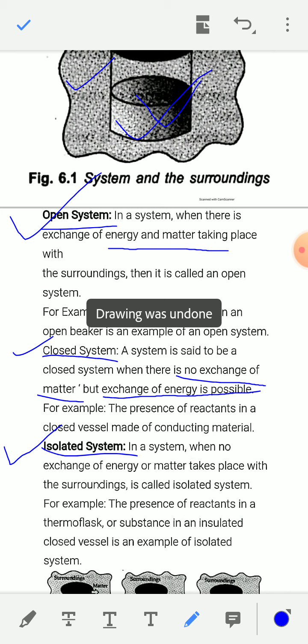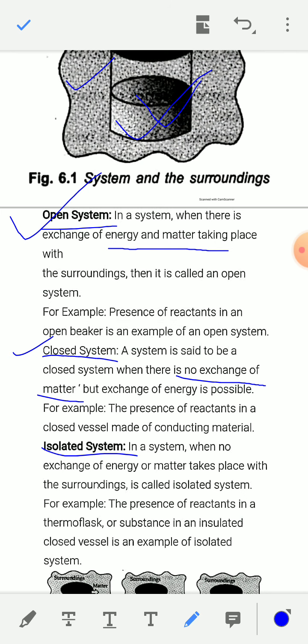So systems are of three types: open, closed and isolated. In an open system, exchange of both energy and matter takes place. In a closed system, exchange of energy takes place, but there is no exchange of matter or mass. And in an isolated system, there is no exchange of heat and no exchange of matter.